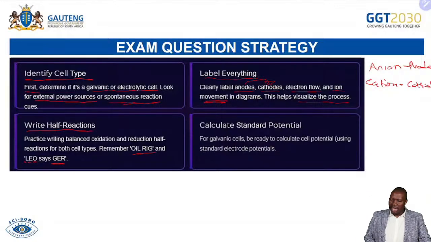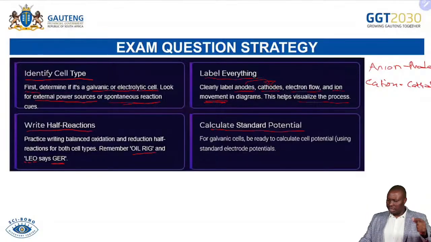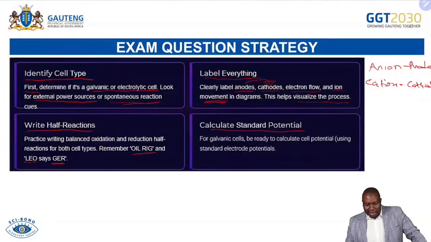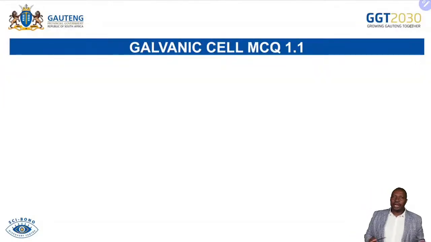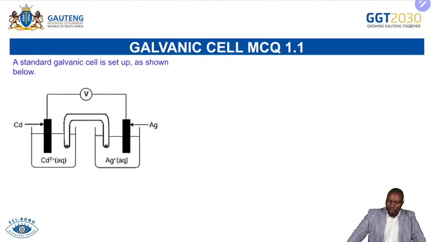Always look for that. And definitely you are expected to calculate the standard potential, the EMF of the cell. As you do the calculations, when your answer is negative, you know you are dealing with a non-spontaneous process. When your answer is positive, you are dealing with a spontaneous process. So I hope in terms of strategy and everything we are done, now we are centered around you, which is the questions. We'll start with the multiple choice questions.